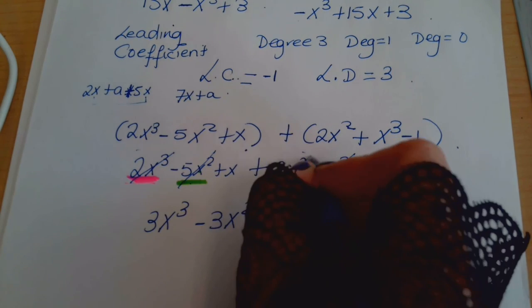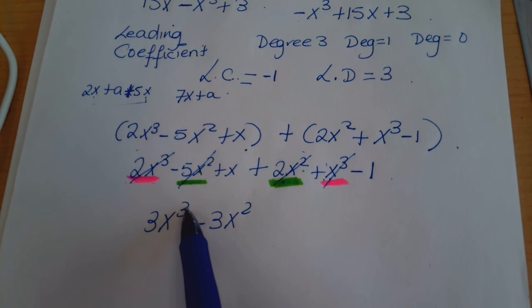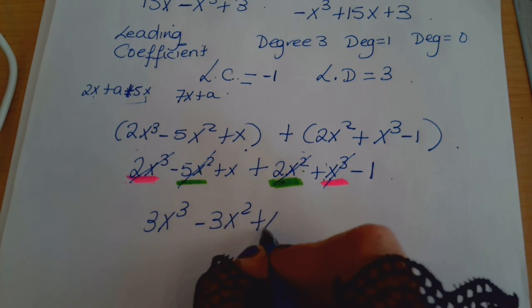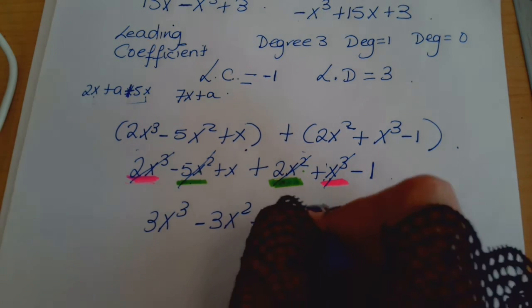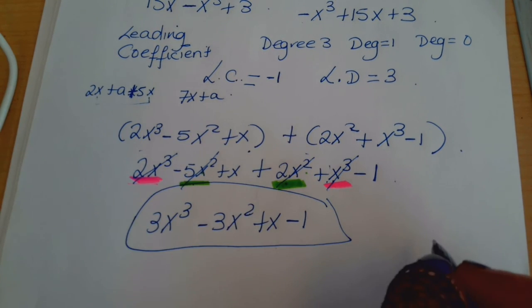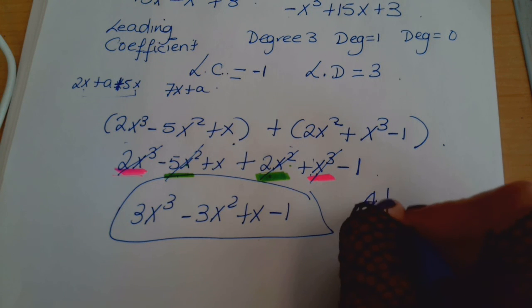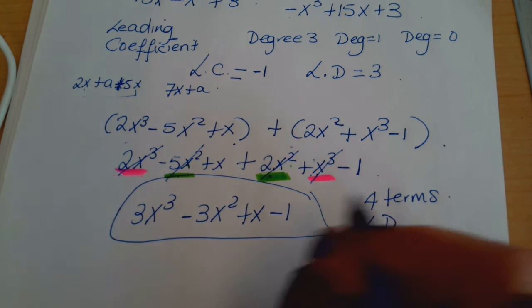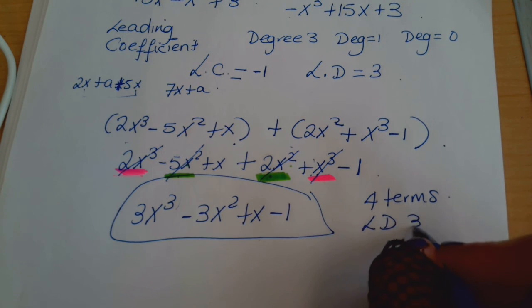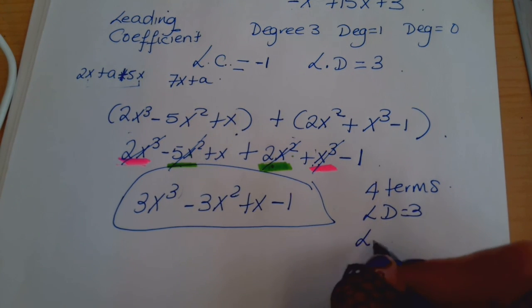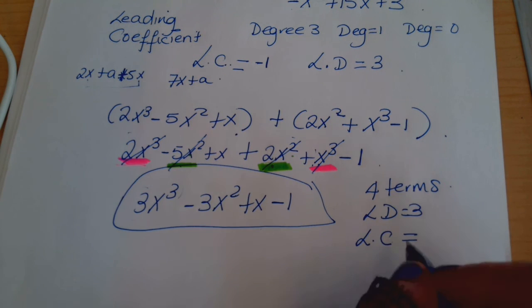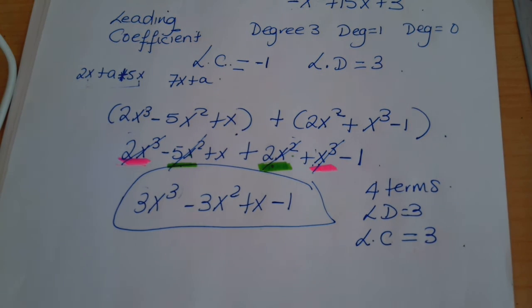So now I've done that. So you're doing it in descending order. You're doing the cubes first, the squareds, and the next thing is by itself, plus x minus 1. And that's your final answer. Okay? And just to test you, this has 4 terms. The leading degree is going to be 3. I didn't ask for this. The leading coefficient is the number in front of the leading degree, which is 3. But it's good practice. Okay?